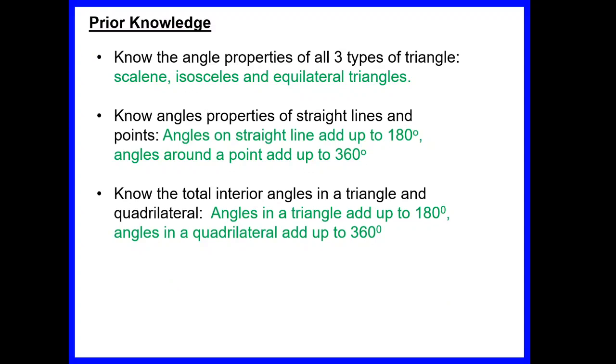We should know the angle properties of all three types of triangles, so that's scalene, isosceles and equilateral. You should also know the angle properties of straight lines and points. So angles on a straight line add to 180 degrees and around a point add up to 360 degrees. And you should also know the total interior angles in a triangle and a quadrilateral. So angles in a triangle add up to 180 degrees and angles in a quadrilateral add up to 360 degrees. Make sure you're happy with those before you move on. If not, you may need to go back and look at one of the previous videos.